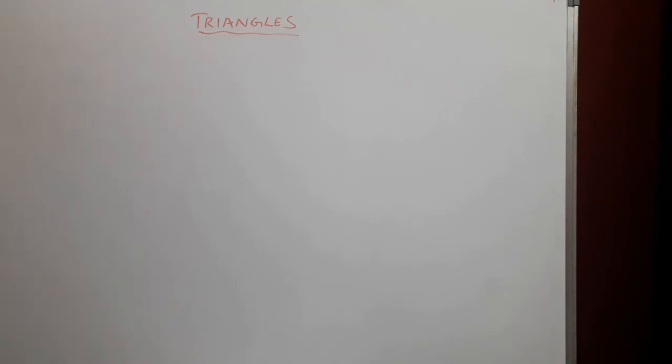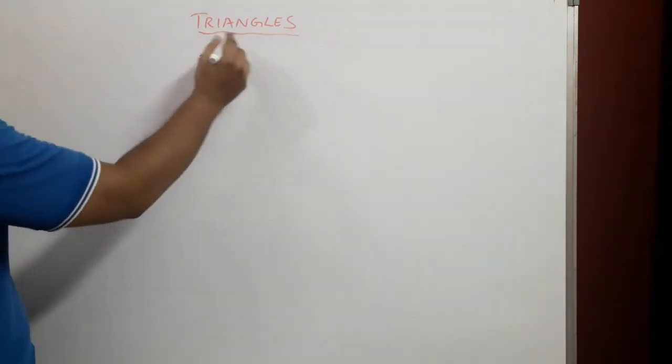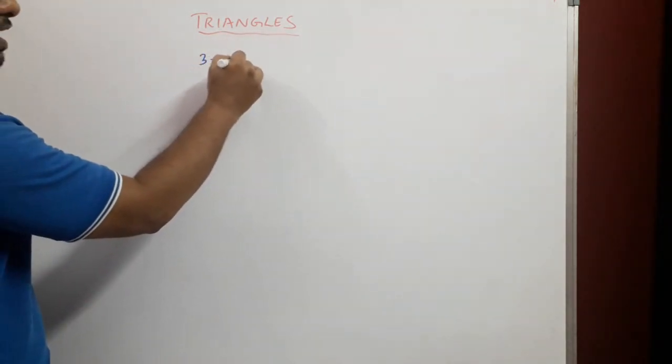Hello students, in this video we will learn the properties of triangles, or just the basics of triangles. First we need to know what is a triangle. I'm sure you would have learned what a triangle is, so we'll just refresh our memories as to what exactly is a triangle. The word tri means three, angles means three angles.